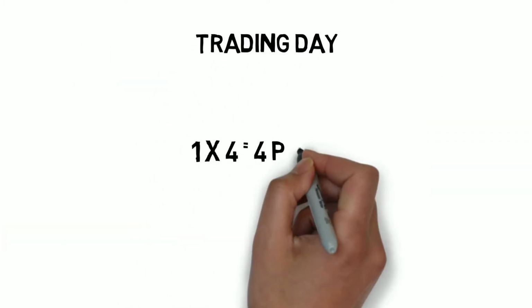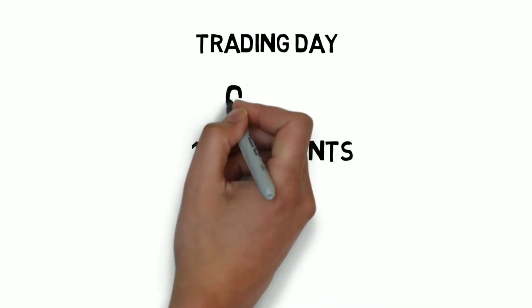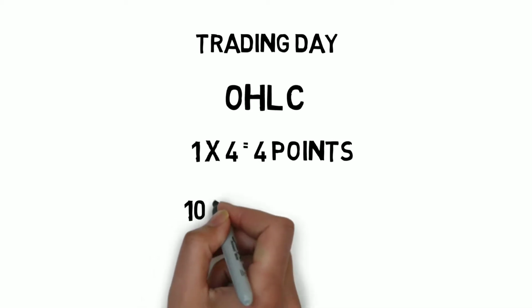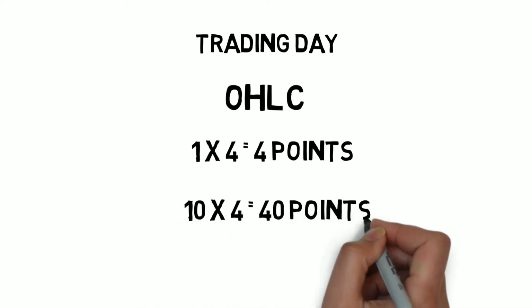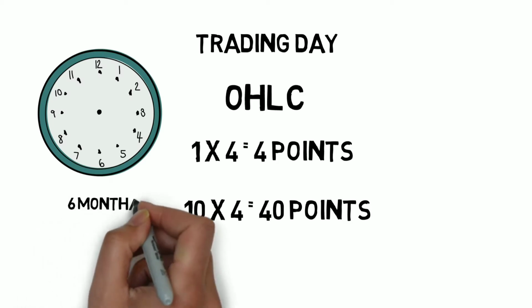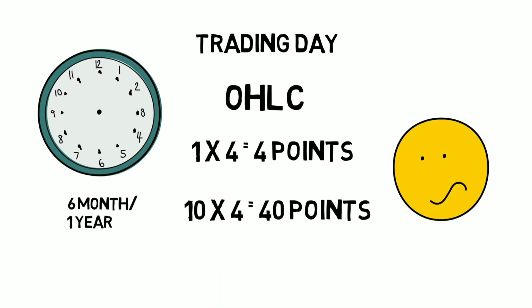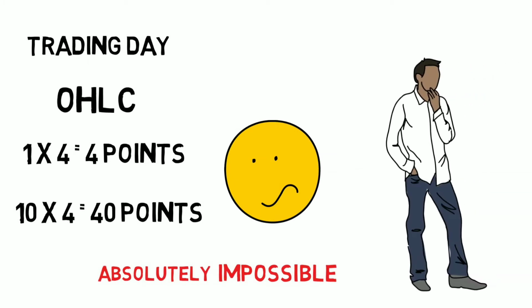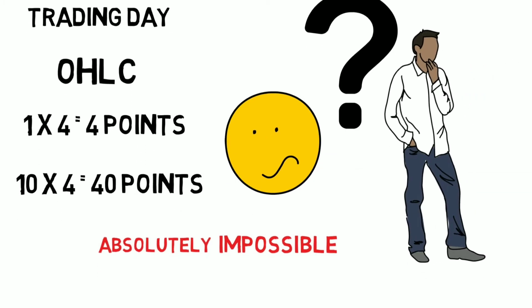We all know that each trading day has 4 data points, that is OHLC. But if we look at 10 days of charts, we have to visualize 40 points. Now just imagine you are looking at a 6 month or 1 year chart. You may think it's impossible this way, and I want to clarify that it is absolutely impossible. So what should you do now?